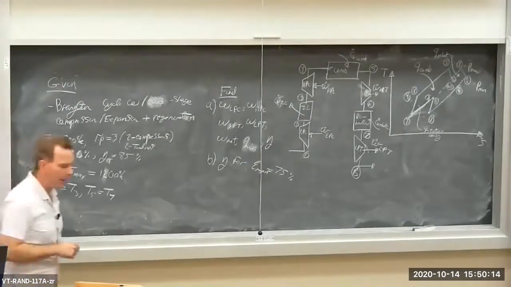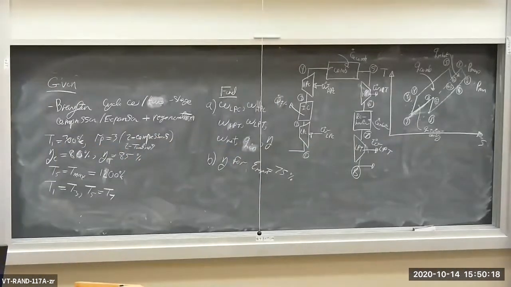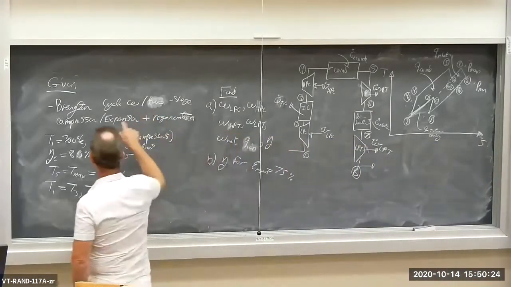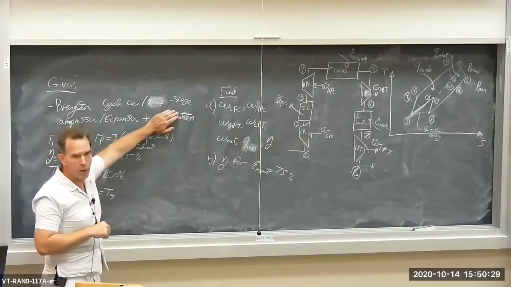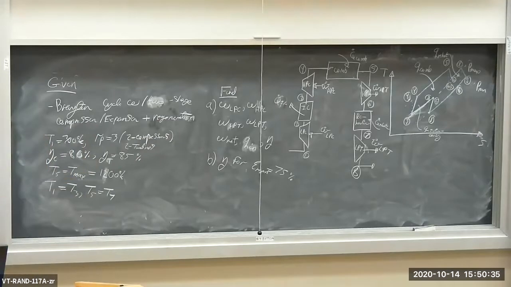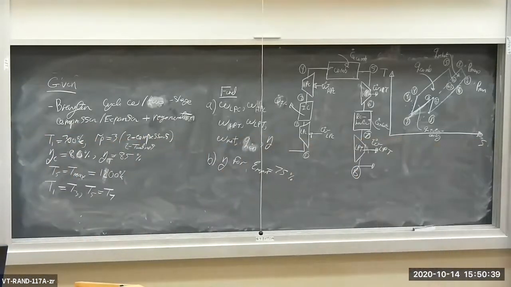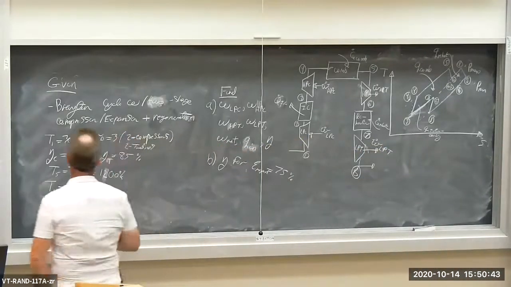Okay, let's do an example here involving multiple stages of compression and expansion. So we have a Brayton cycle with two stages of compression and expansion. We'll talk about regeneration at the end here, but let's forget regeneration for the moment. We're going to look at a 2 compressor, 2 turbine with intercooling and reheat. Okay, so that's the plan for today. So let's go over the givens here.